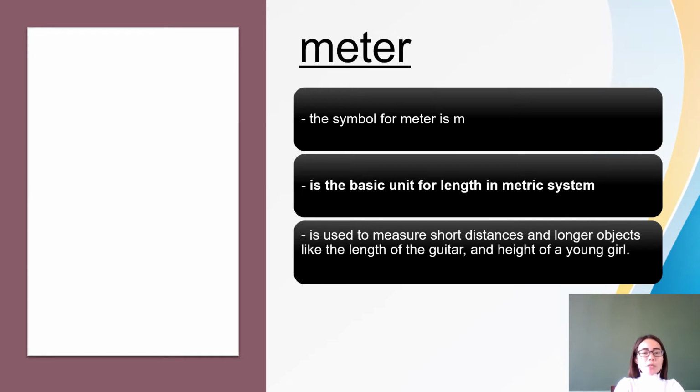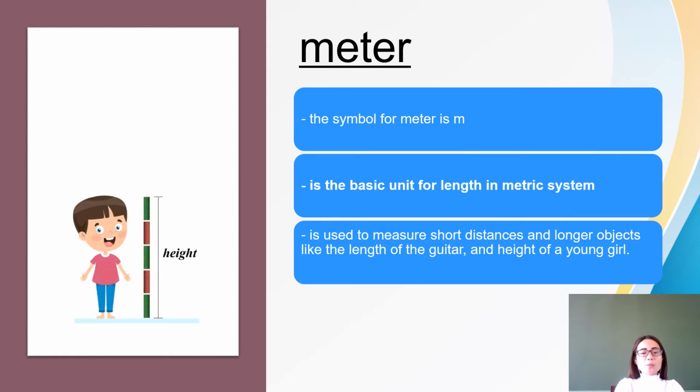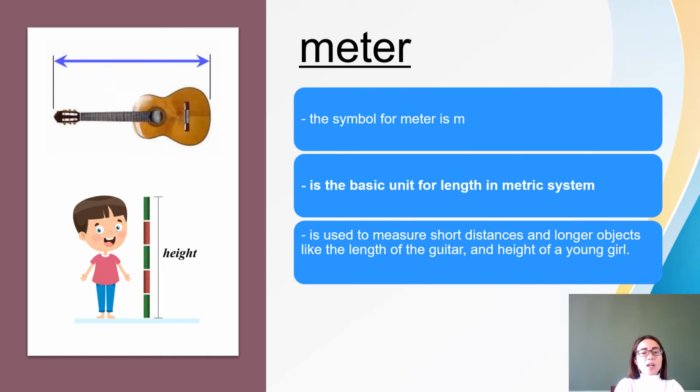The next we have meter. The symbol for meter is m. Meter is the basic unit for length in the metric system. Meter is used to measure short distances and longer objects, like length of a guitar and height of a younger person.